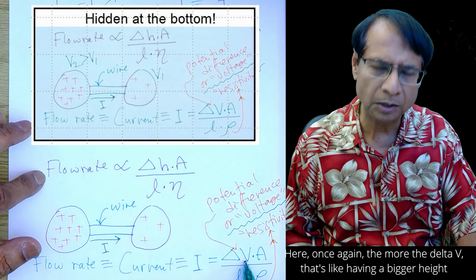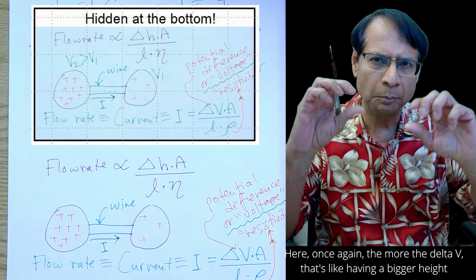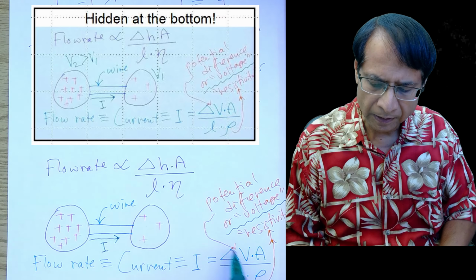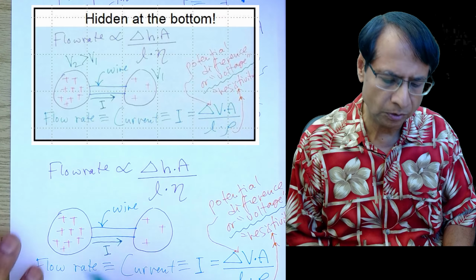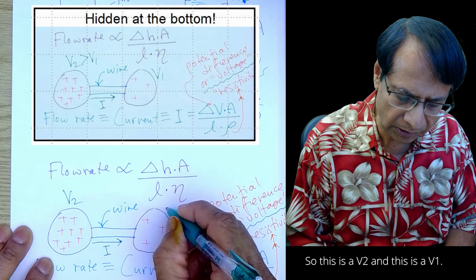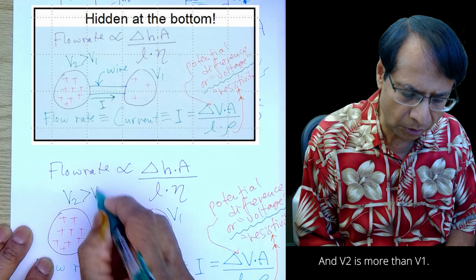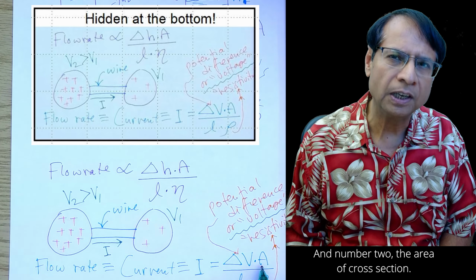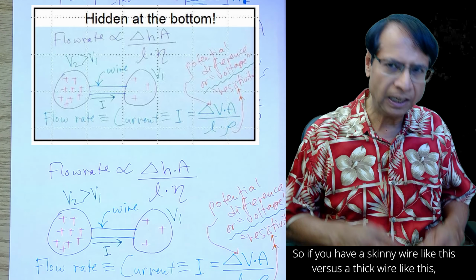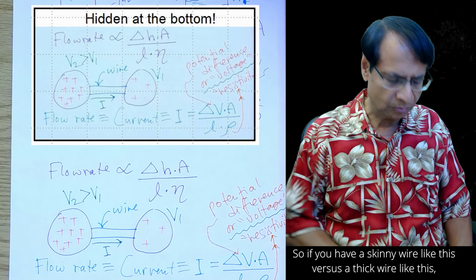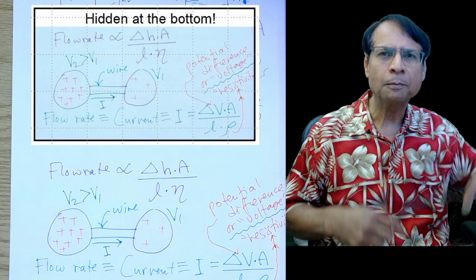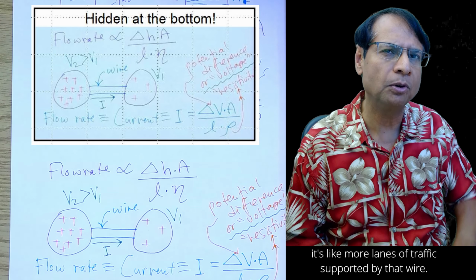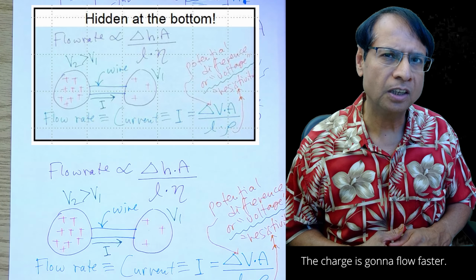Here, once again, the more the delta V, that's like having a bigger height difference, a bigger pressure difference for those water tanks. More delta V between these two. So this is a V2 and this is a V1, and V2 is more than V1. So that's going to drive the flow faster. And number two, the area of cross section. If you have a skinny wire like this versus a thick wire like this, you have more cross section, more like more lanes of traffic supported by that wire. The charge is going to flow faster.